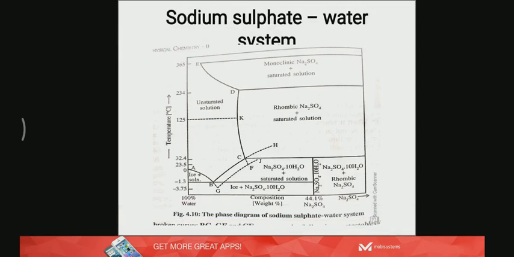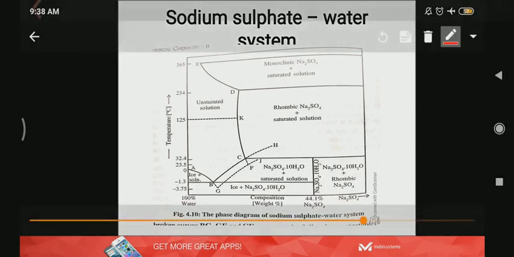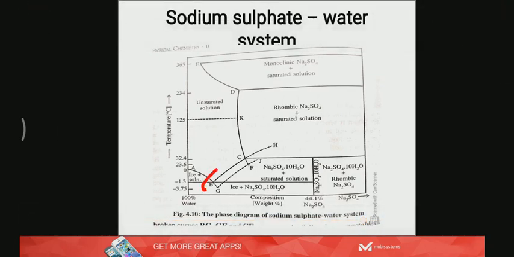what is left is to explain various invariant points, right? Okay. First of all, point B, you can very clearly see that it is a eutectic point. So 3 phases in equilibrium, 2 solid and 1 liquid. Which are they? That will be ice, Na2SO4 10H2O and solution. Eutectic point, 3 phases in equilibrium, invariant.